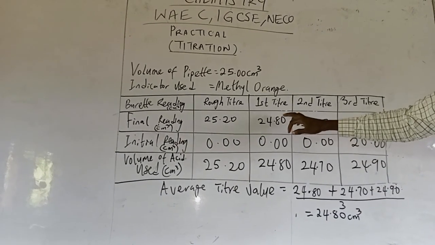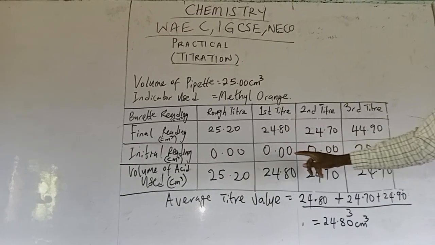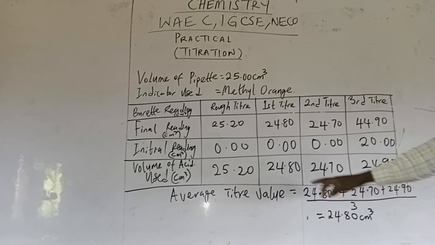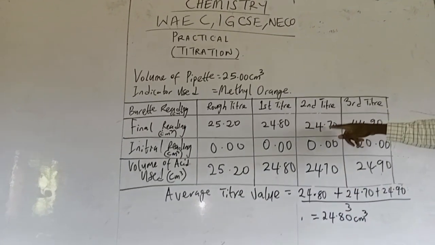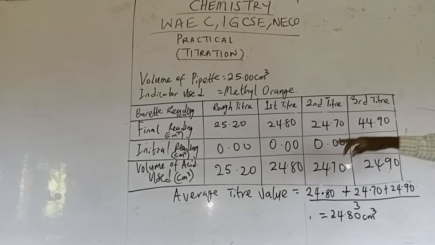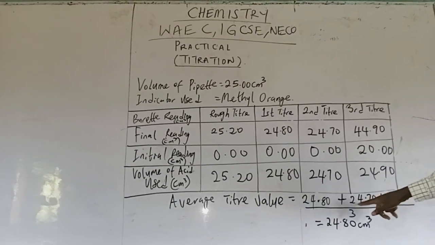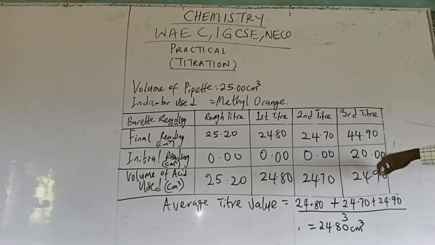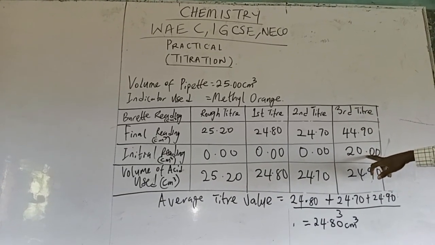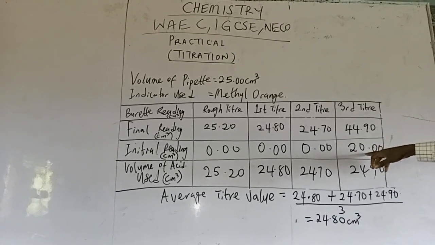So the difference between the 24.8 and 0.00 is 24.8. Yeah. The difference between 24.70 and 0.00 gives us 24.70. And here, the third titer value, the level of the acid in the burette is at 20.00.